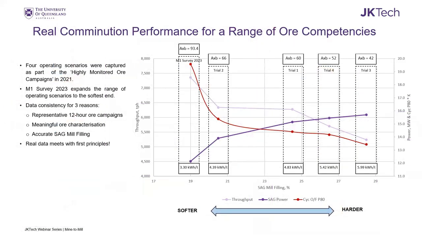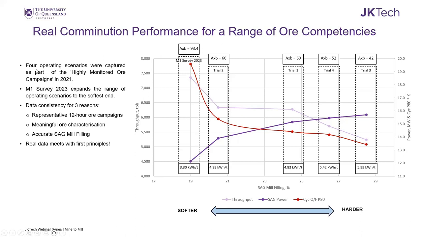What you see here is actually real comminution performance for a range of ore competencies. This is the effect of SAG mill filling, as you can see on the x-axis. And then you can see variables like mill throughput, power draw, and cyclone overflow P80. This is for a range of ore competencies. They all come from 12-hour ore campaigns, and there is a lot of consistency in this data.